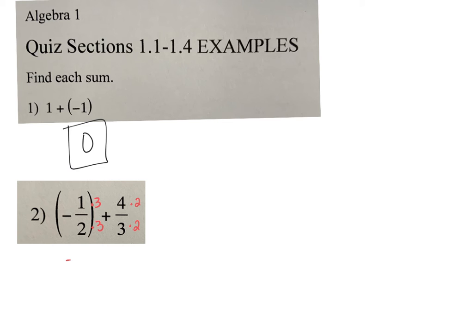So negative 1/2 becomes negative 3/6. Positive 4/3 becomes positive 8/6, right? Two numbers with different signs, I subtract and keep the sign of the larger. I'm going to subtract 8 minus 3. That's going to give me 5/6, and I'm going to keep the sign of my larger. My larger was the 8, so it's a positive 5/6.